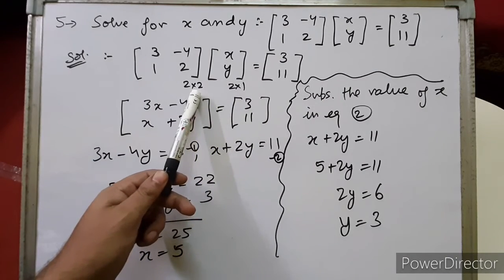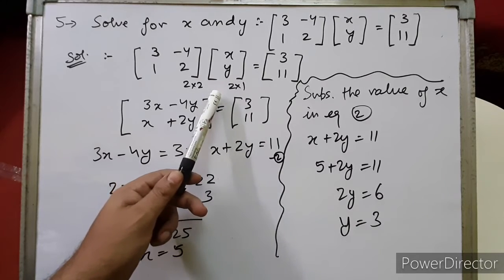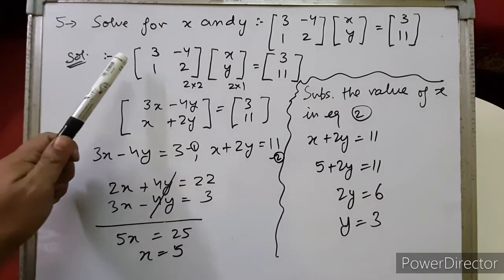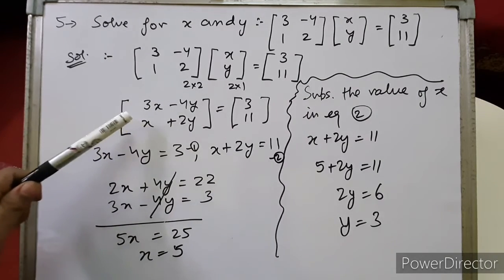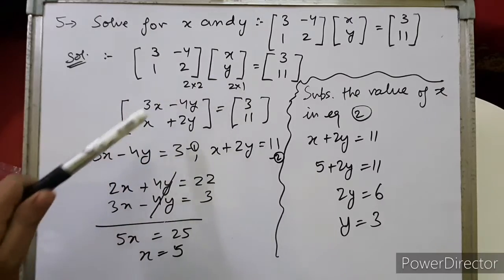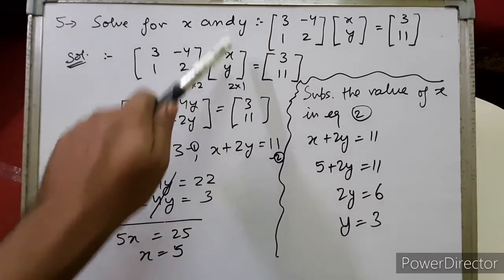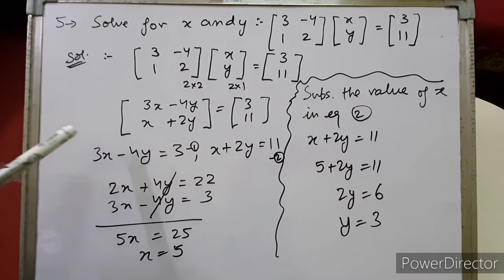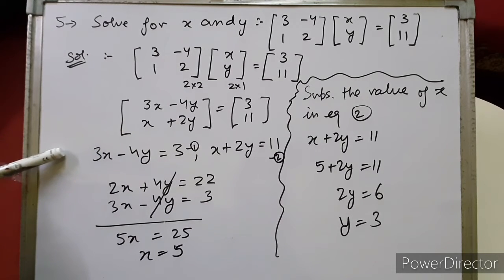Right. So you can see that the number of columns of first matrix and number of rows of second matrix are same. So that means multiplication is possible. So when we multiply row and column, what we'll get? 3x minus 4y and 1 into x plus 2y. This row, this column, this row, this column, right? So when we equate the rows and column, what we'll get? 3x minus 4y equals to 3 and x plus 2y equals to 11. Okay. Now these are the two equations that we have obtained.